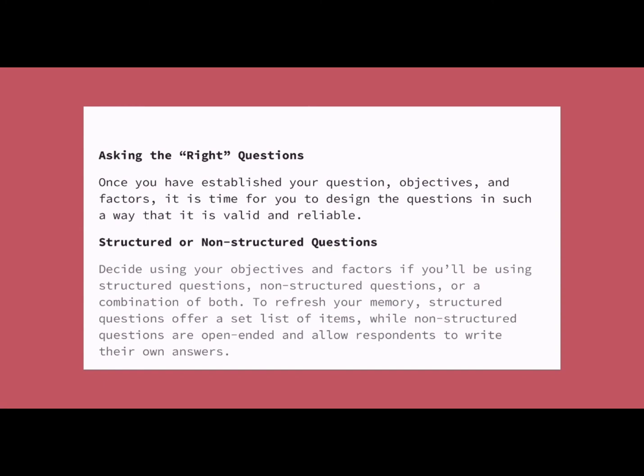But in non-structured questions, if you are still unsure of information, so hindi ka pa talaga sigurado sa mga information, and would like to still explore through the survey.